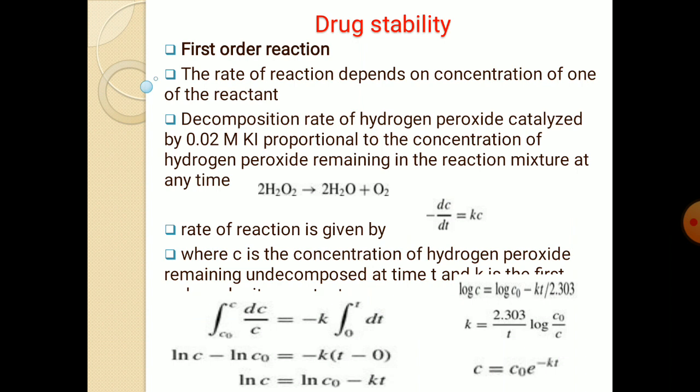Now these are the various forms of the equation for the first order, but the final equation you must remember is K is equal to 2.303 upon t into log of C0 by C. That is the integrated form of the equation for the first order, and below that the exponential equation is also given, that is C is equal to C0 e to the power minus Kt.